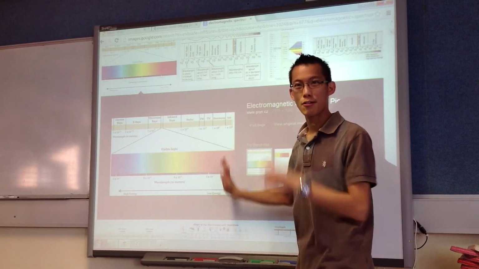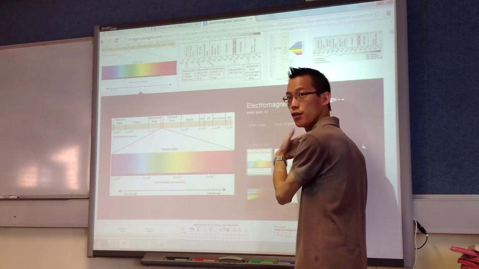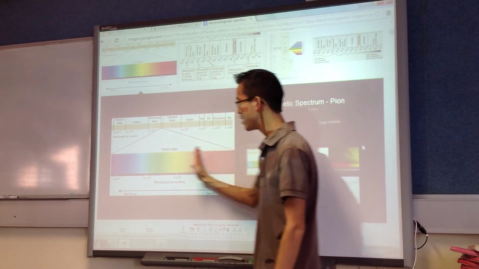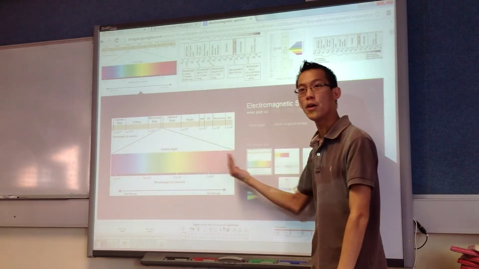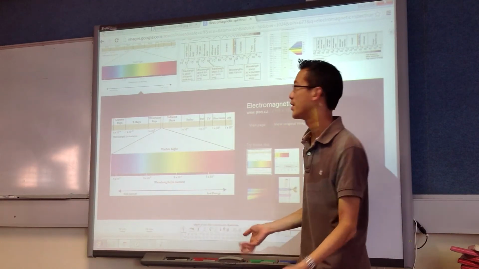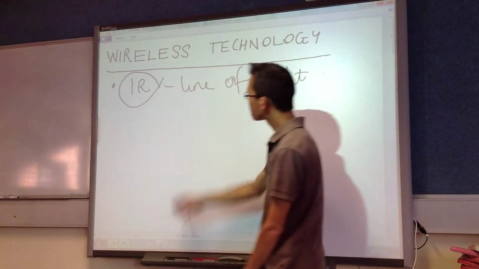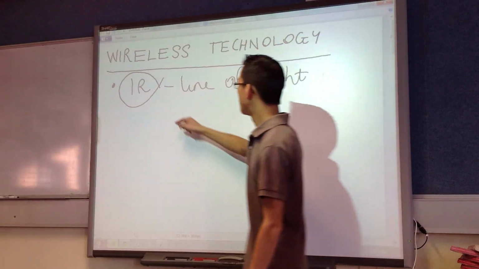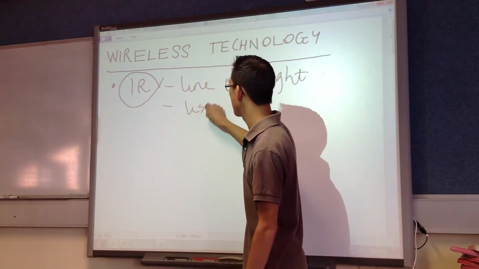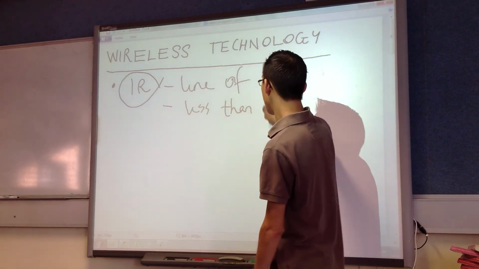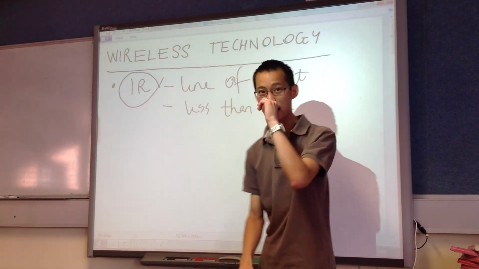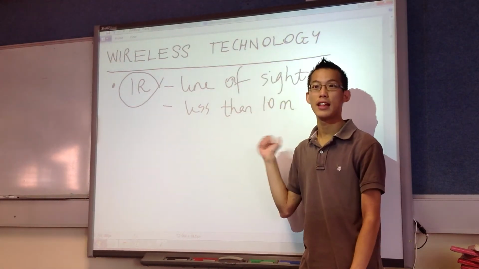So my point was, infrared is like here, but below. So if it goes from low energy to high energy, this means it's quite low energy. So these signals don't last very long, right? Therefore, when you're thinking about infrared, the distance tends to be less than 10 meters. That's kind of the theoretical limit. In practical terms, it's usually even less than that.